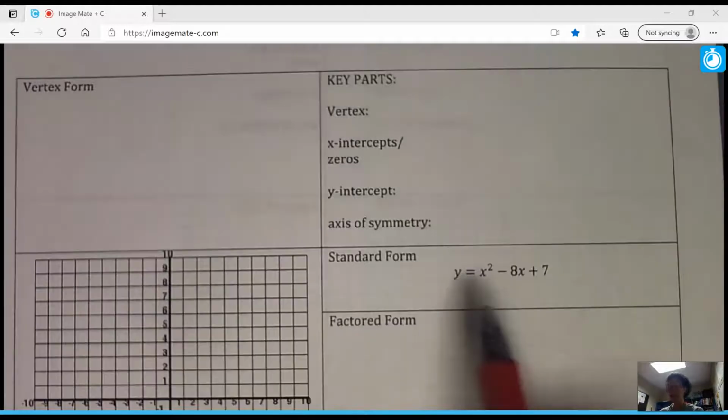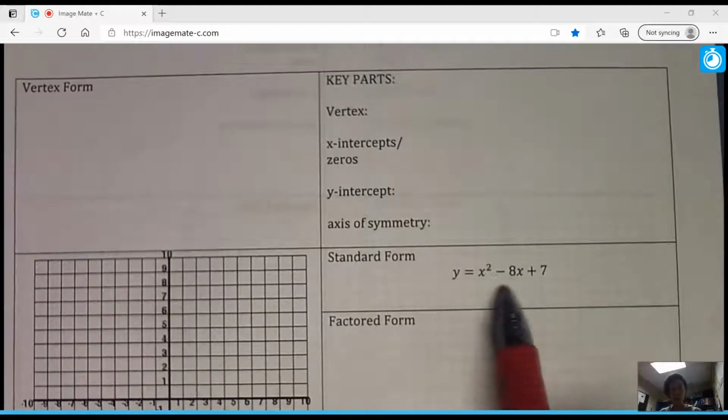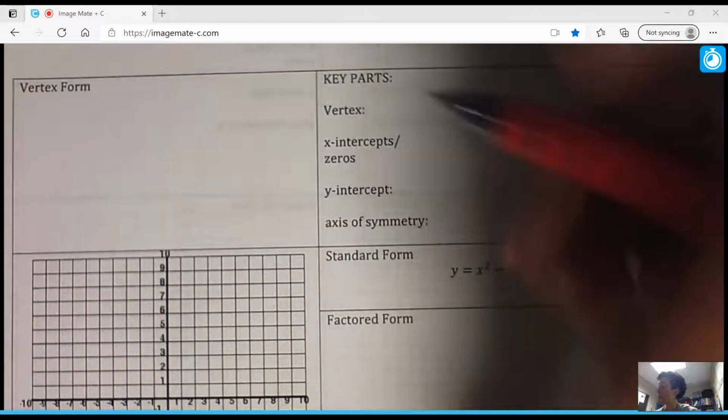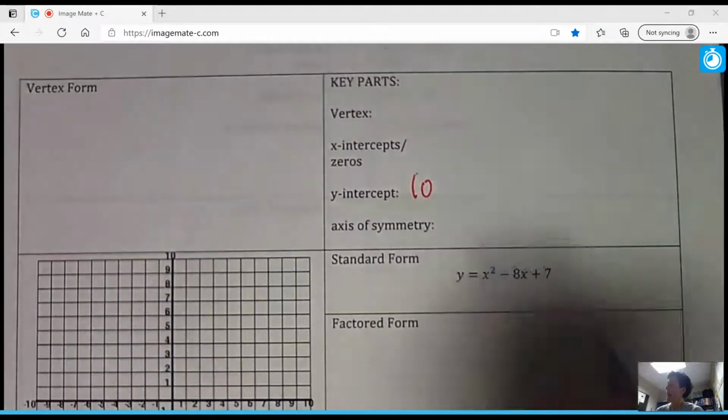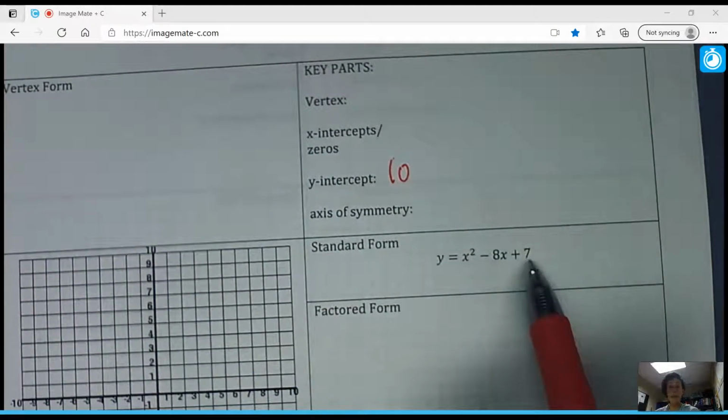So on page 19, right now, this problem, we're in standard form. So if you remember, standard form is where we can find the y-intercept. All y-intercepts have an x of 0. And it's going to be the 7 at the end.